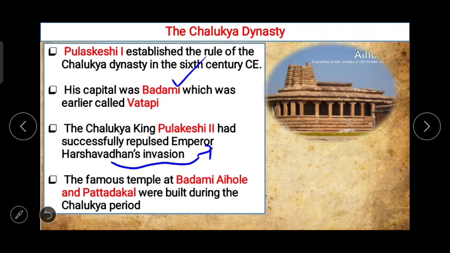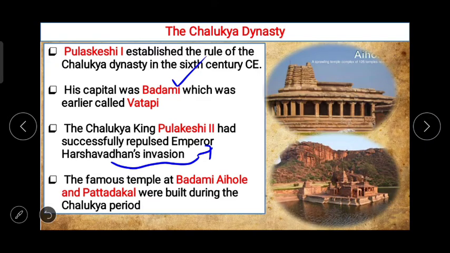The famous temple at Badami, here on the screen you can see famous temples at Badami, Aihole and Pattadakal, were built during the Chalukya period. So not only caves, different temples were also being built, and we get some references to that particular kingdom at those places, which we can use as a source of history. So in the Chalukya dynasty what we have to keep in mind: Pulkeshi first and Pulkeshi second, and then the temples built by the Chalukyan kings.